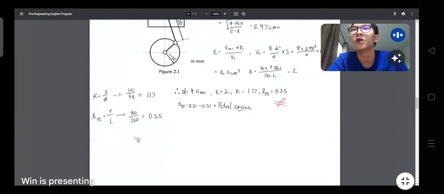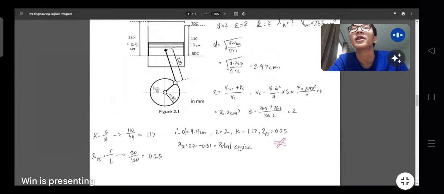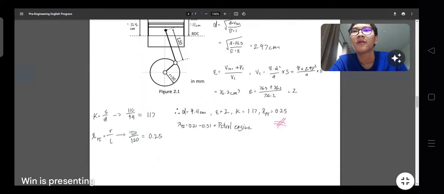The crankshaft ratio is equal to R divided by L. R is the radius of this, and L is the length of the connecting rod. Put that together, which is equal to 0.25. Now for a petrol engine, it is around 2.21 to 2.31, and we have 2.25, which means that it is a petrol engine.